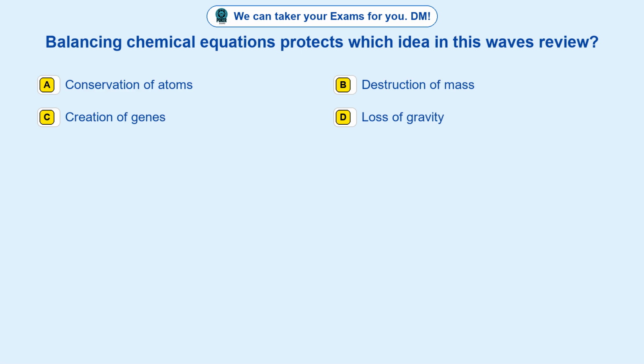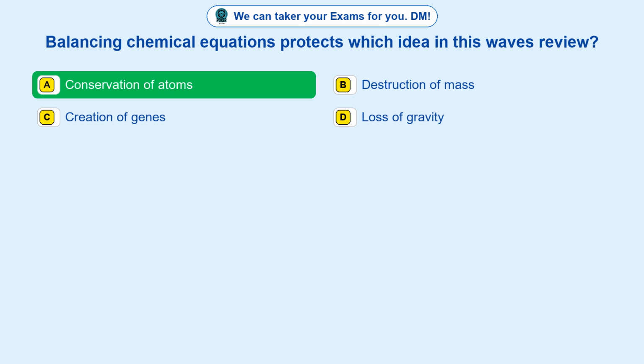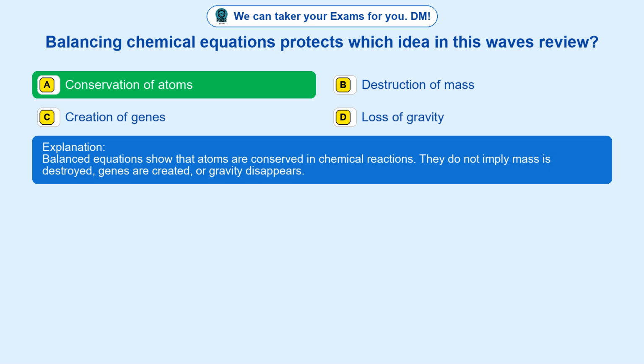Question 39. Balancing chemical equations protects which idea in this waves review? Option A, conservation of atoms. Option B, destruction of mass. Option C, creation of genes. Option D, loss of gravity. The correct answer is option A, conservation of atoms. Balanced equations show that atoms are conserved in chemical reactions. They do not imply mass is destroyed, genes are created, or gravity disappears.